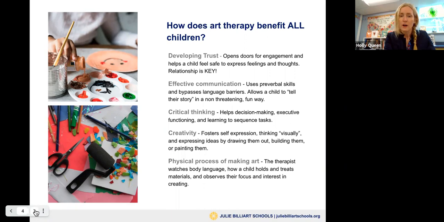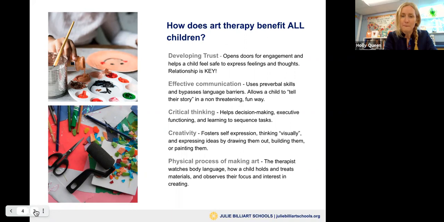The creativity that art therapy offers allows a child to think visually and express ideas by drawing them out. So if they are very excited or very angry or something with heightened emotion, getting it out on paper can give them a little bit of distance from that and be able to see it from an outside perspective. So we sometimes talk about wringing out your sponge of emotions, and it does that in a visual way.